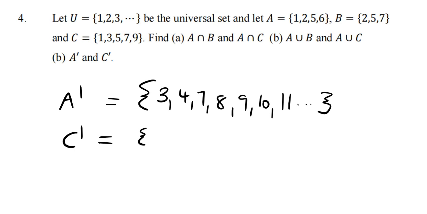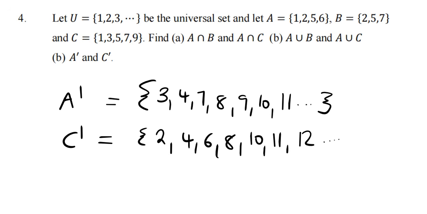C complement is all positive integers except these ones that we've been given. So what are those ones? We're going to have a 2, a 4, 6, 8, 10, 11, 12, and we can go on like that. All positive integers except these ones. Okay, so basically that is how we solve this part. Let's go to question number 5.